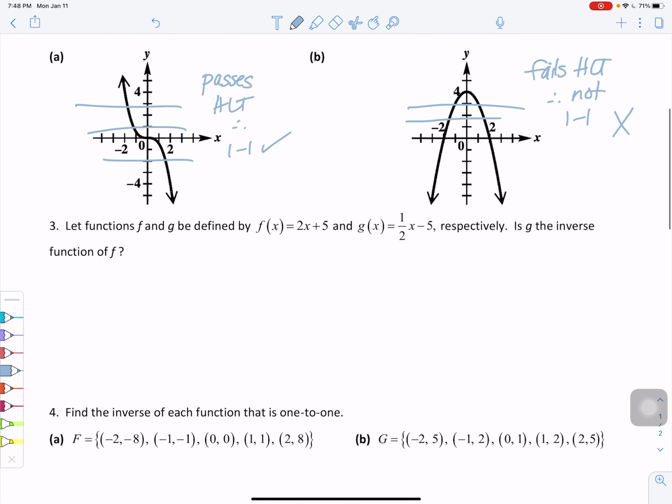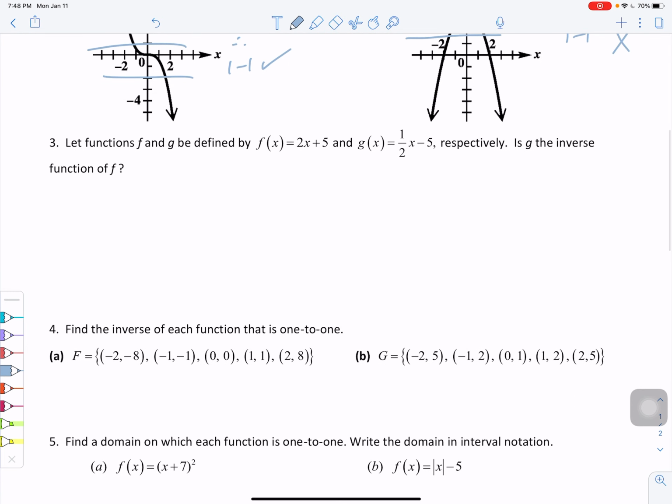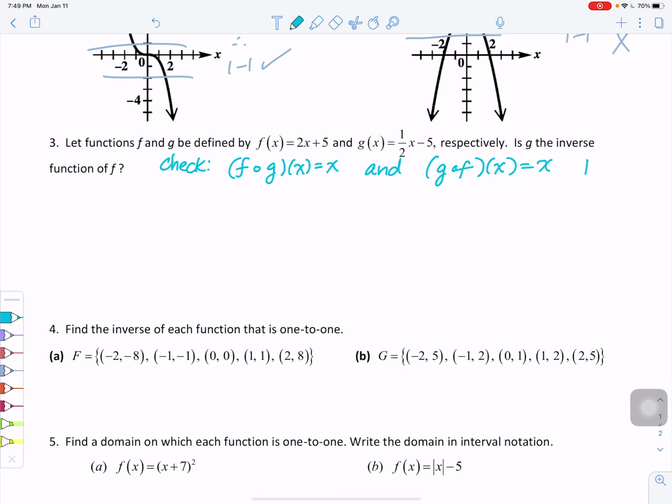Now, let's look at number 3. We have two functions, f and g, and they tell us that g is the inverse function of f. And we want to see if these functions are inverses of each other. So what we need to check is f composed with g of x, and see if it's equal to x, and g composed with f of x equal to x. We have to satisfy both of these. Okay? So let's give it a try.